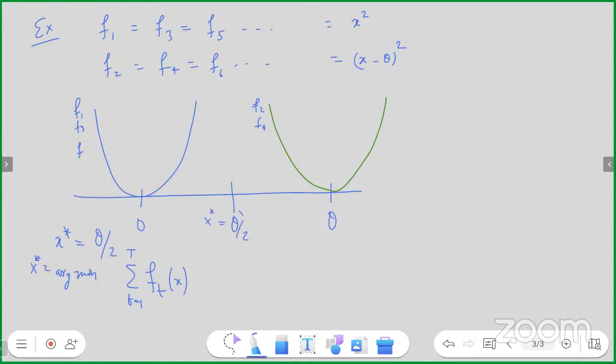Now think about an algorithm which at time 0 starts somewhere. Right, so it's sitting somewhere. It doesn't get to see f1, so it can't change anything. So it just stays there. So x1 is also equal to x0. x2, what should it do? It gets to see this blue curve.